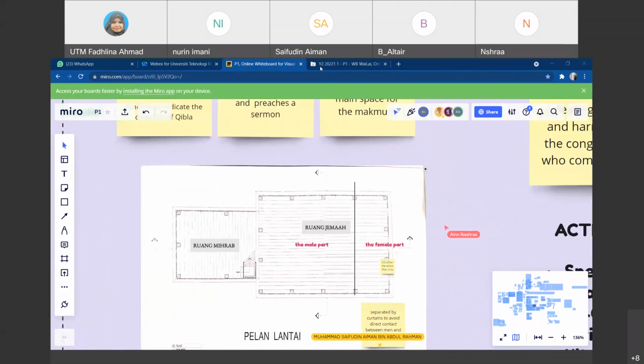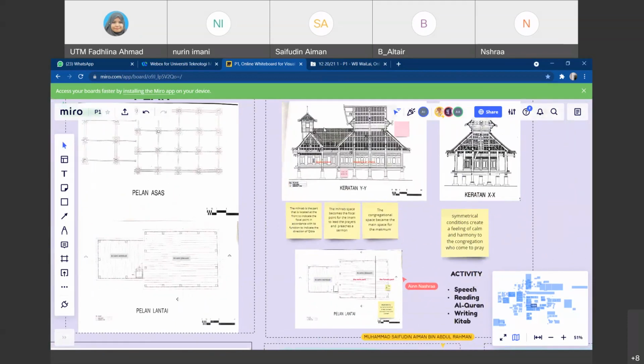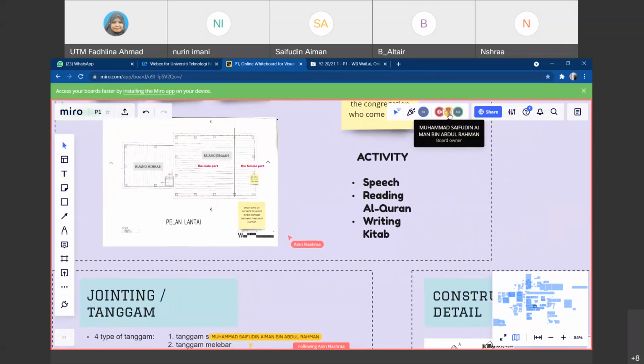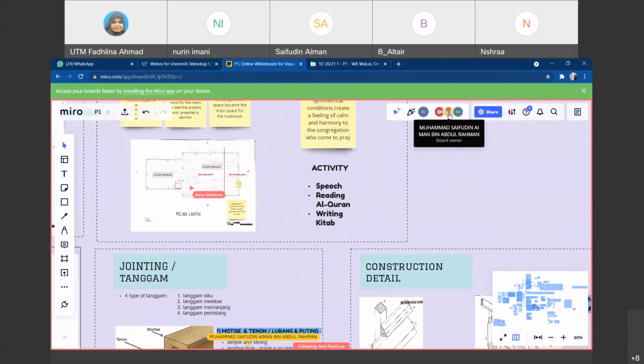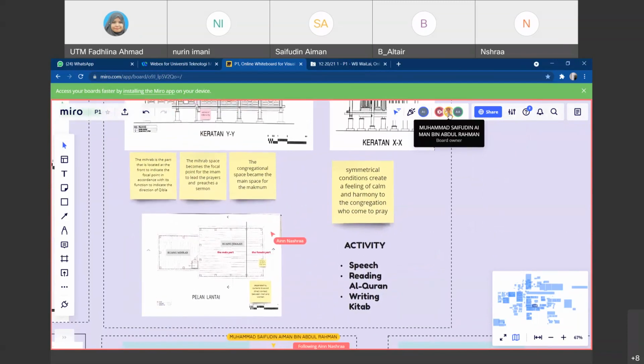So I think this one is very crucial because one needs to take wudu before going to pray. So you need to include the activity on the ablution part, because you were talking about how they took the ablution from the river before this, and then changed it to somewhere near the mosque and so on. It is one important element in mosque design.